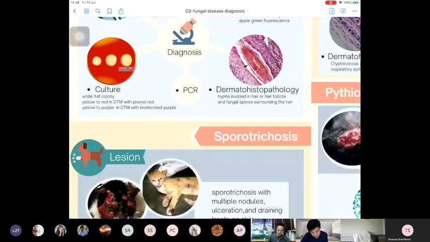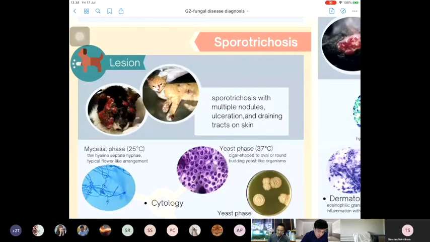Next, sporotrichosis. Sporotrichosis is caused by the dimorphic saprophytic fungus Sporothrix schenckii. The research found that cats are the most frequently infected. The lesions in feline sporotrichosis show multiple nodules, ulceration, and draining tracts on the skin. Canine sporotrichosis shows ulcers on the muzzle and nasal planum, with destruction of the nostril and mucosal involvement.